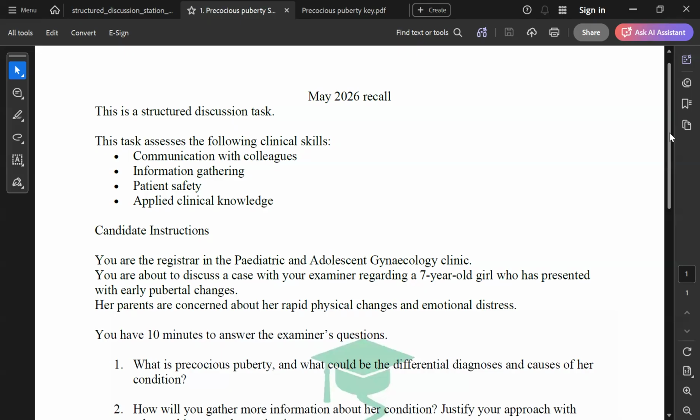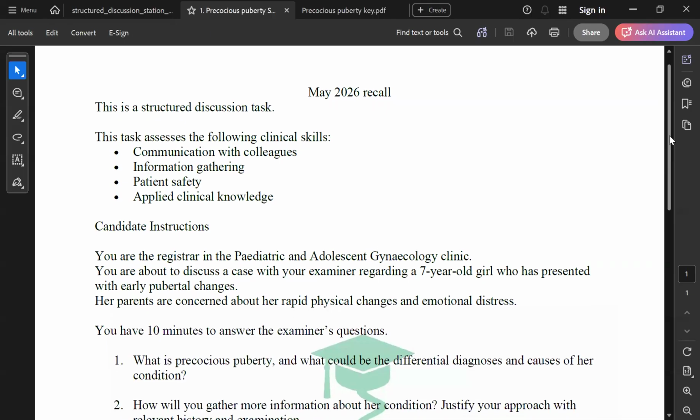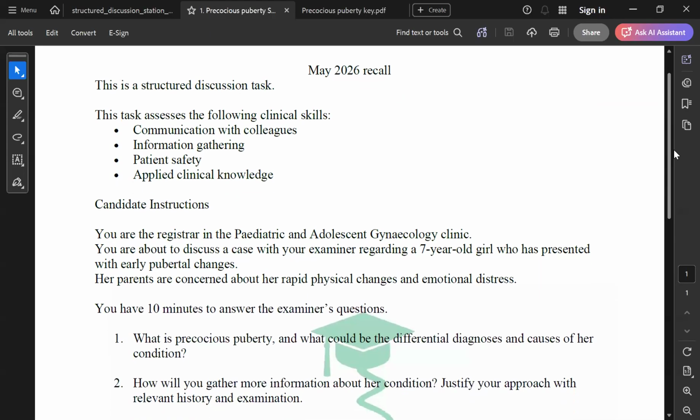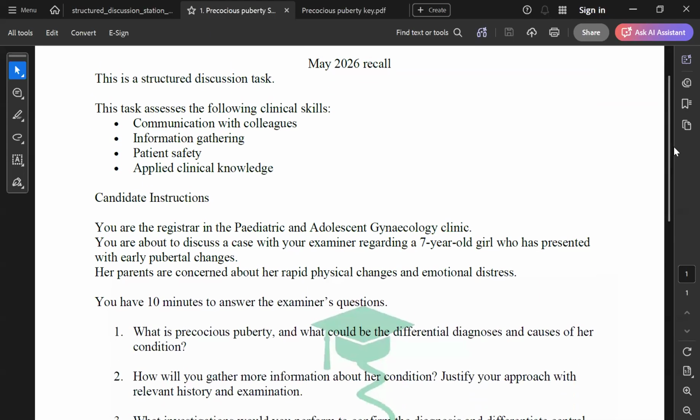You mentioned the causes. Those are all I can think of. The differential diagnosis could be idiopathic, it could be primary, it could be due to a tumor from the ovary. Yes, dear, you mentioned all that. All right, we will move to the second question.